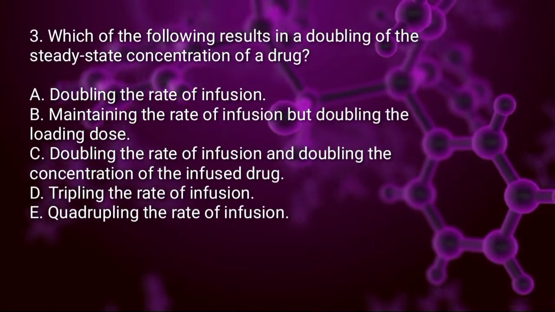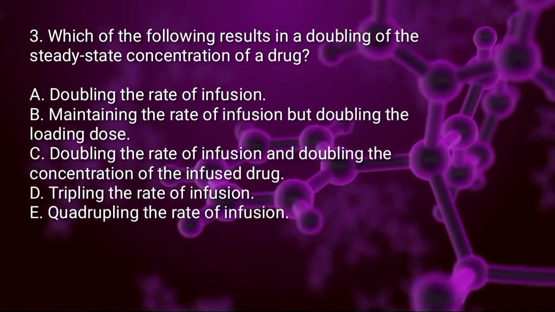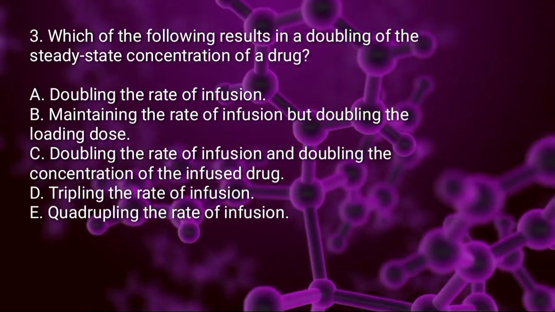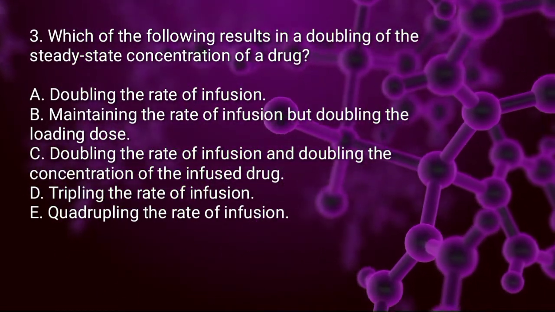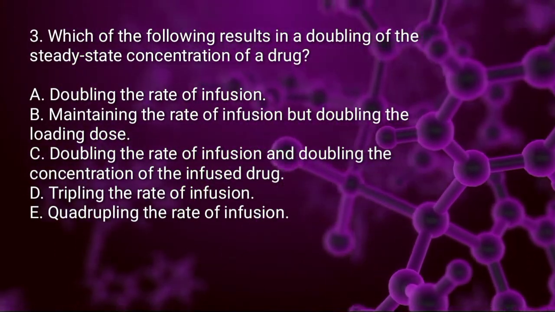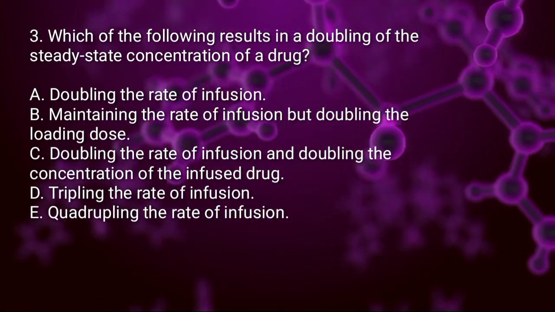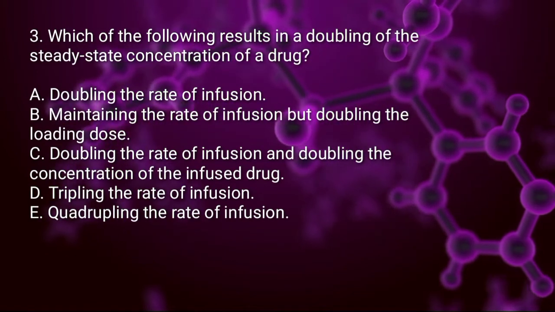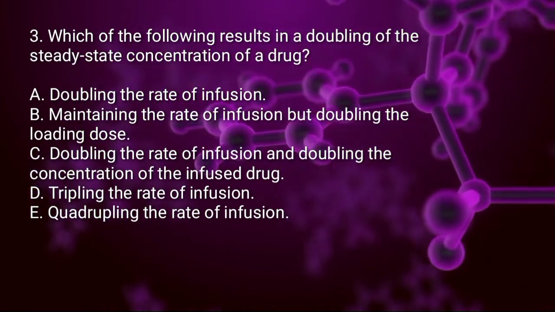Question number 3. Which of the following results in a doubling of the steady-state concentration of a drug? A. Doubling the rate of infusion. B. Maintaining the rate of infusion but doubling the loading dose. C. Doubling the rate of infusion and doubling the concentration of the infused drug. D. Tripling the rate of infusion. E. Quadrupling the rate of infusion.